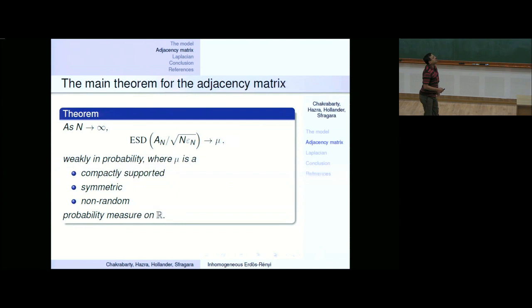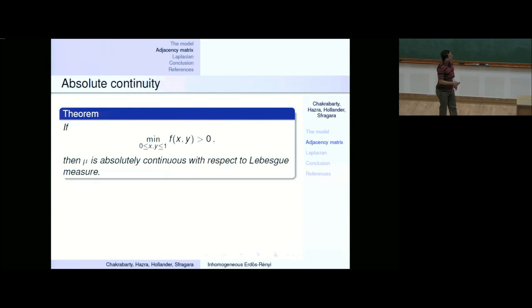Importantly, we don't need any centering. Of course, the elements of A_n have an expectation, but that is of smaller order than the scaling. So A_n by square root of n times epsilon_n converges to mu. The same probability measure mu appears, before that a small result: this mu is absolutely continuous with respect to Lebesgue measure when the function f(x,y) is bounded away from 0.